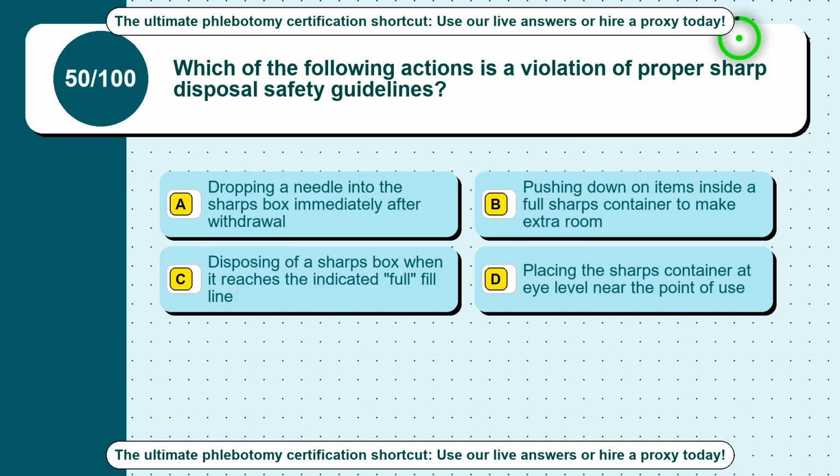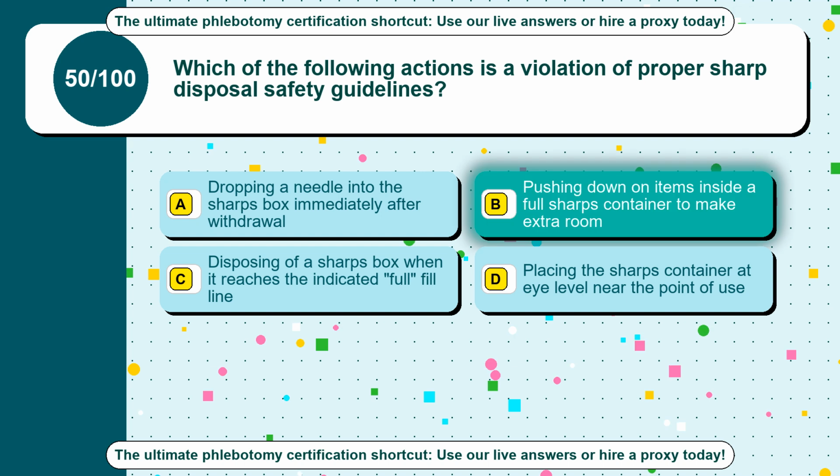Question 50. Which of the following actions is a violation of proper sharp disposal safety guidelines? Option A. Dropping a needle into the sharps box immediately after withdrawal. Option B. Pushing down on items inside a full sharps container to make extra room. Option C. Disposing of a sharps box when it reaches the indicated full fill line. Option D. Placing the sharps container at eye level near the point of use.